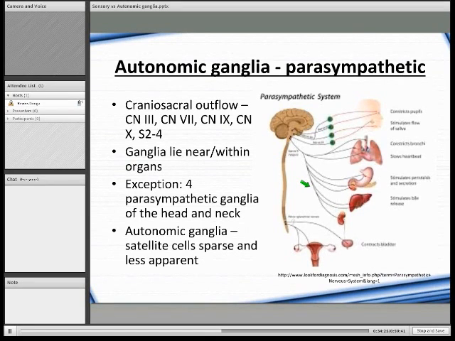Talking about the differences between the autonomic ganglia as a whole and dorsal root ganglia. The satellite cells, which are a type of glial cells, in the autonomic ganglia are more sparse and they're less apparent.